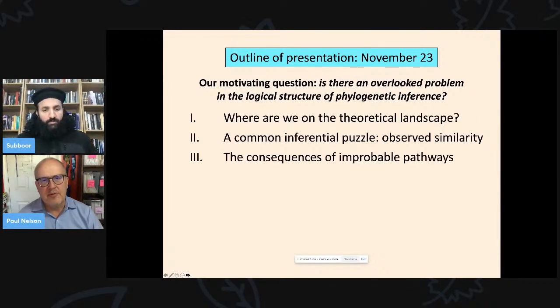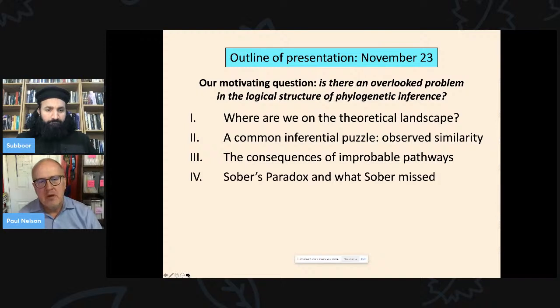So last time we looked at these 3 headings. Where are we located on the theoretical landscape? A common inferential puzzle in comparative biology, and that is observed similarity and what it means. And lastly, the consequences of improbable pathways. So today, we will define and examine Sober's paradox as Sober himself presents it, mainly in his 2008 book from Cambridge entitled Evidence in Evolution. But actually, it's a theme right throughout the past 3 decades of his work. And we'll talk about some aspects of the paradox that I think he missed or overlooked.